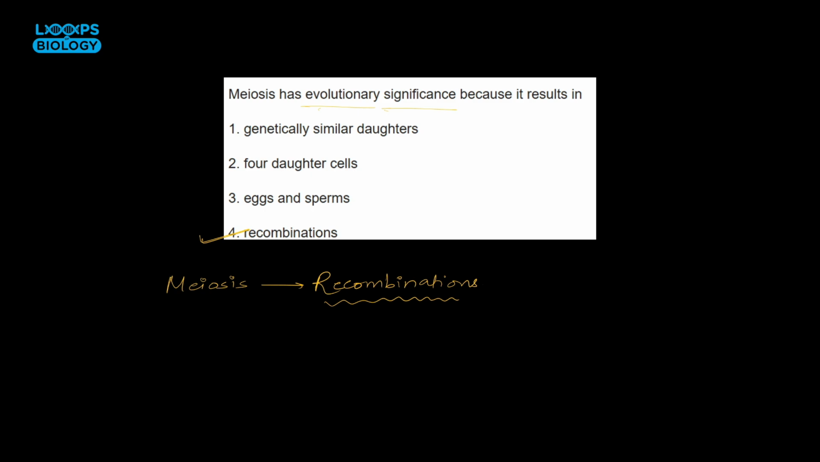Whenever you want to get a new color, what do you do? You just recombine all the colors you have, then you are going to get some new color. Similarly, in meiosis you are going to see some recombinations, and these recombinations are helpful for the evolutionary significance.